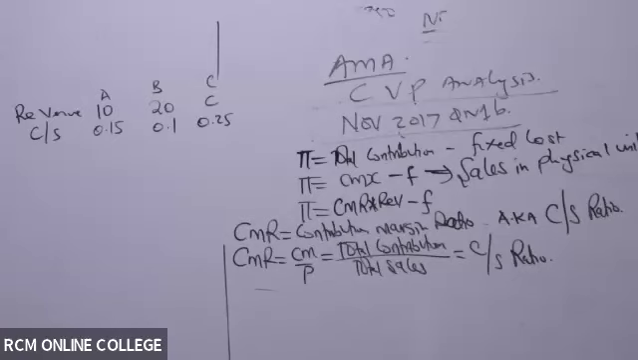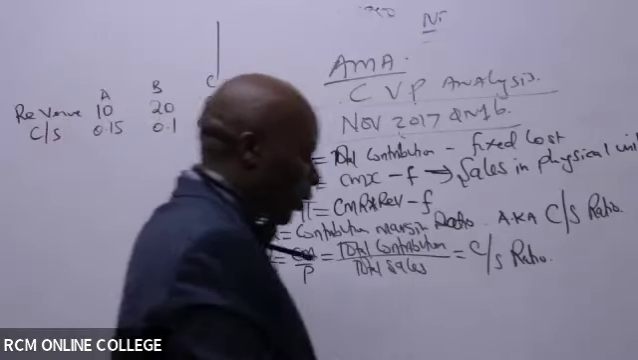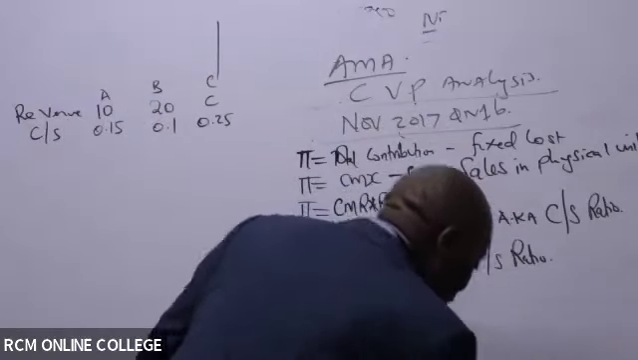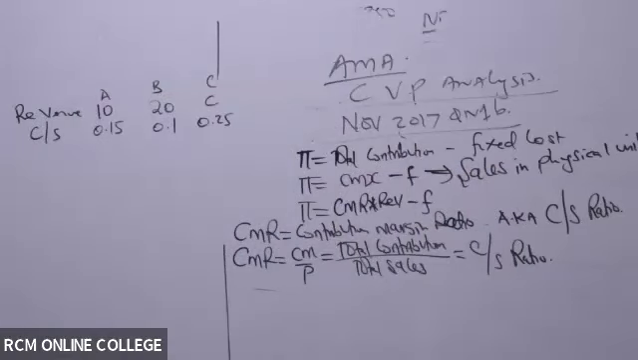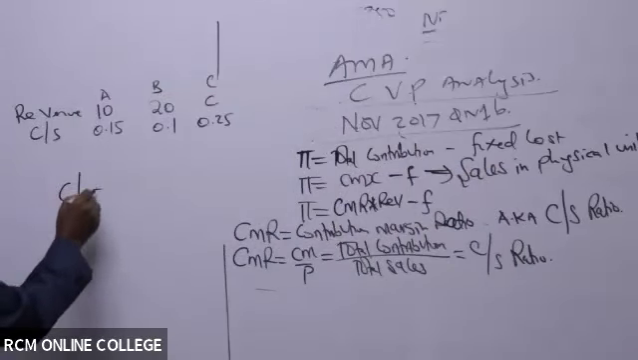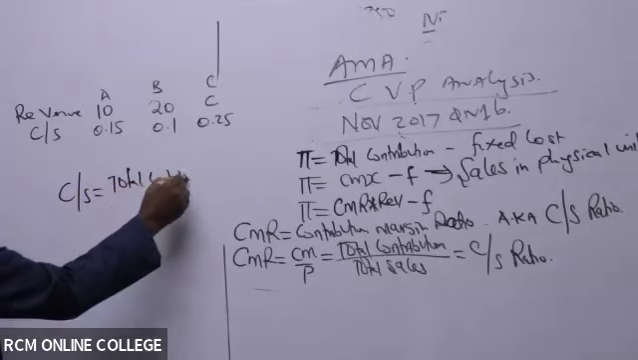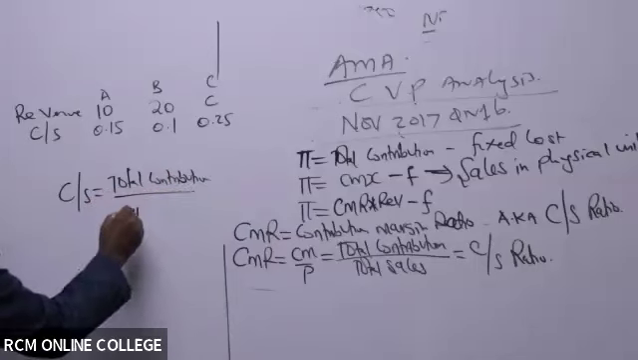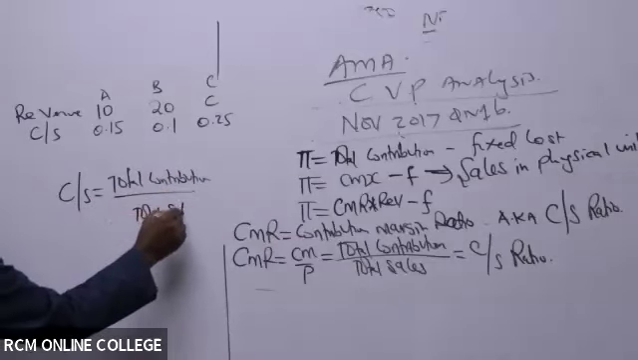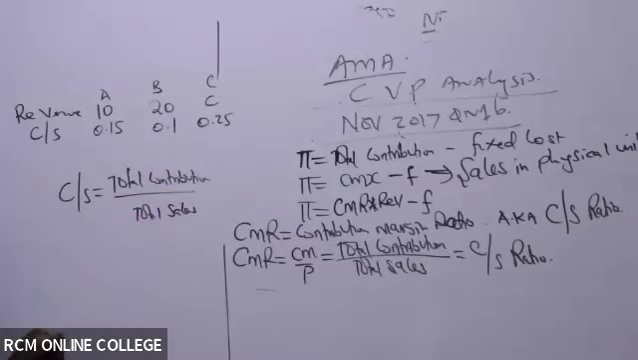So they've given us total fixed cost, and the profit which is being planned. Now, please, I want to draw your attention to this: to get the CS ratio, we've said CS is total contribution over total sales. Revenue is the same as sales.